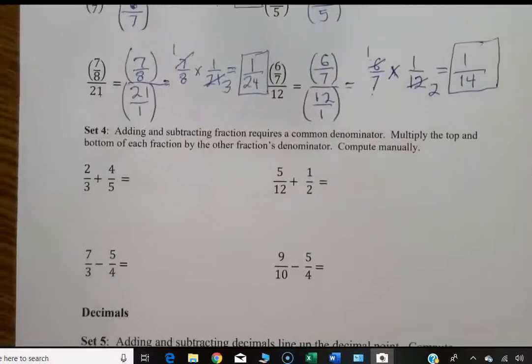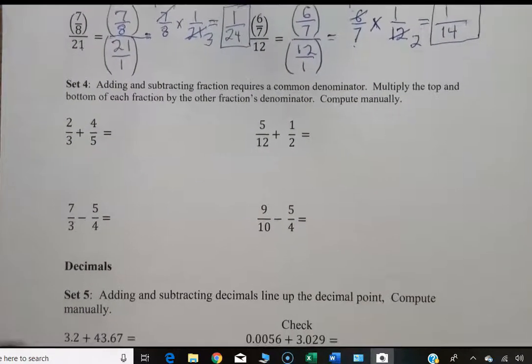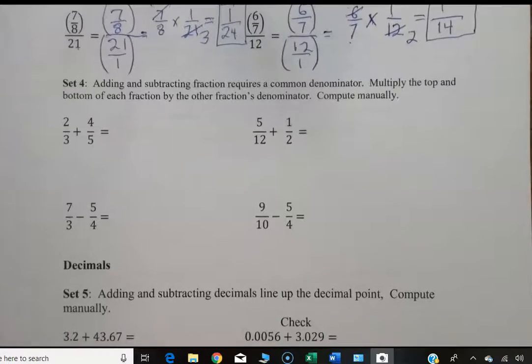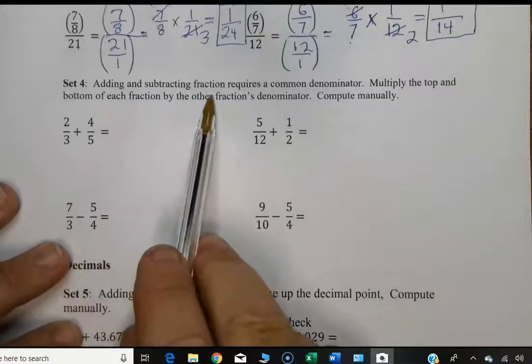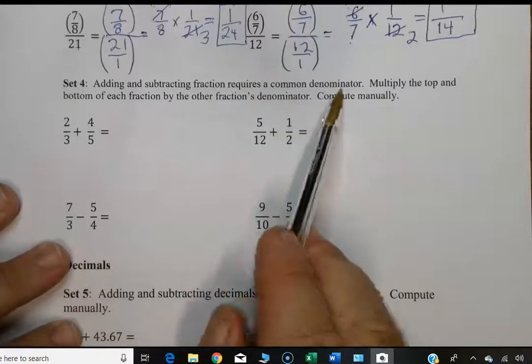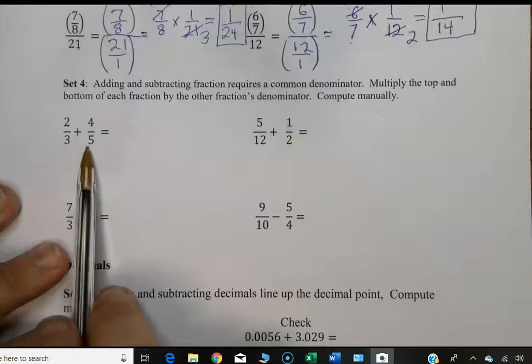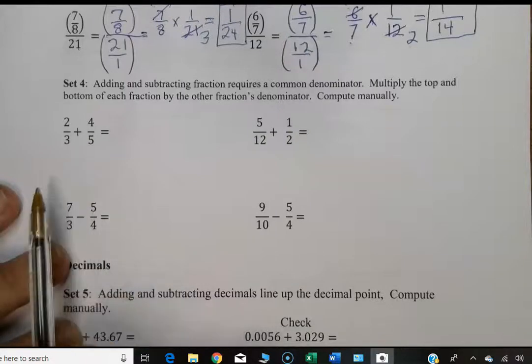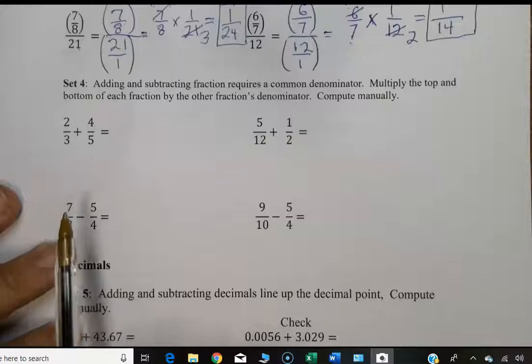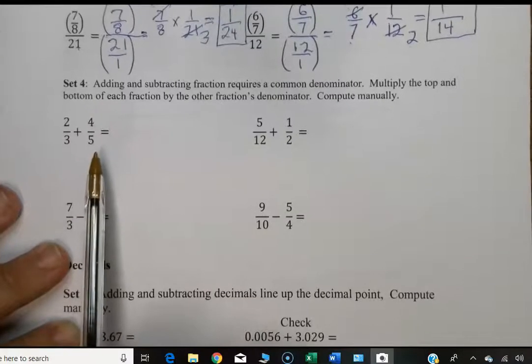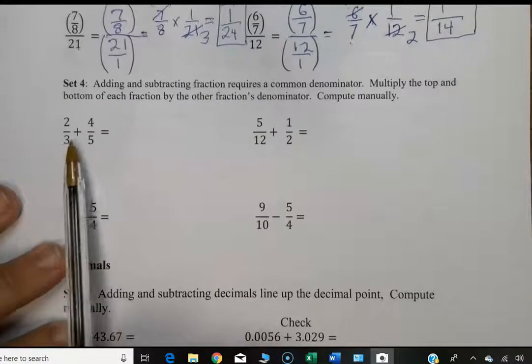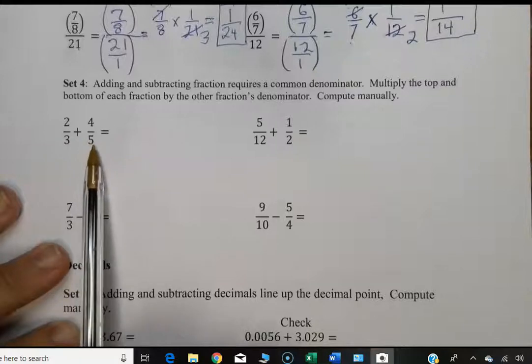We don't do much, if anything, of fraction addition and subtraction in chemistry, but we're going to go ahead and do a few problems just to complete the thought. So adding and subtracting a fraction requires a common denominator. That denominator is the bottom. That means those two have to be the same number. That's what common denominator means. What you do is you multiply the top and bottom of each fraction by the denominator of the other fraction.